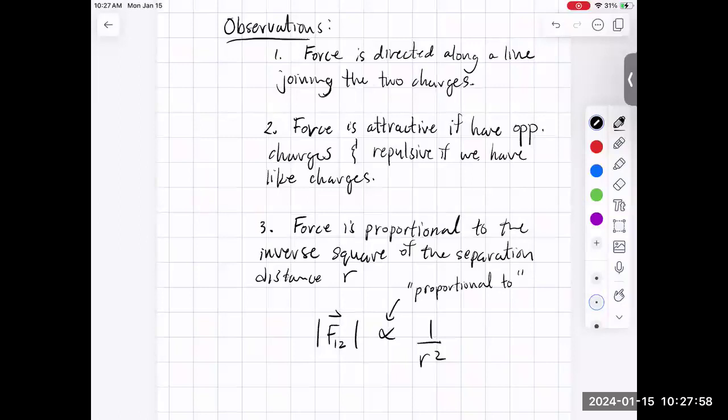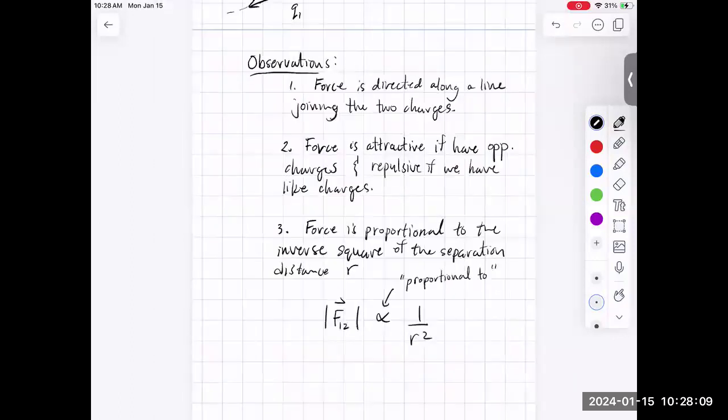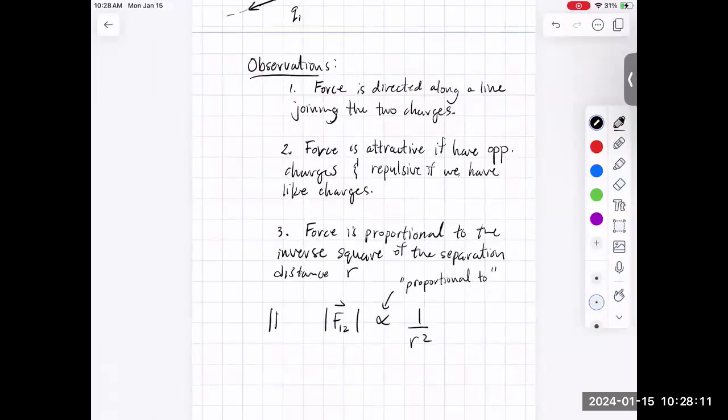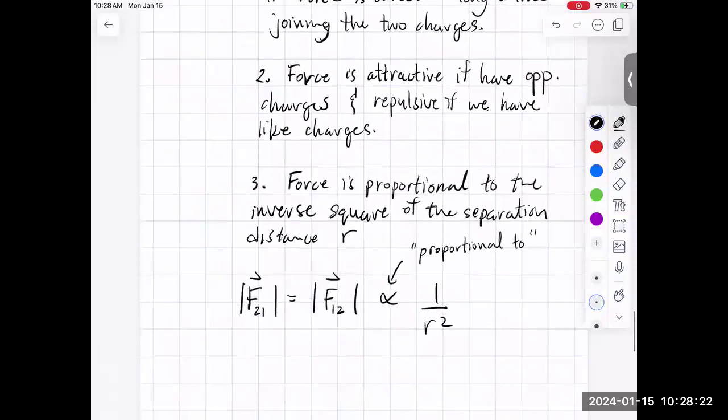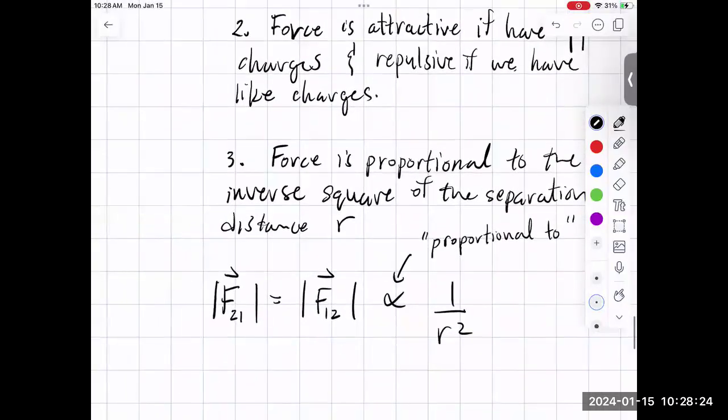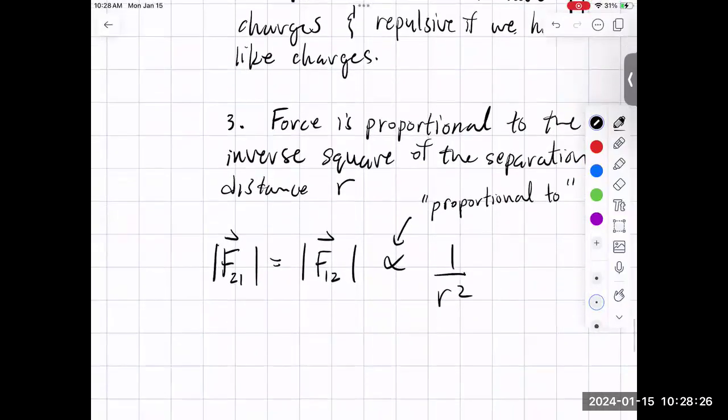And that's not unique to this electrical force. It would be any kind of force, a normal force, a tension, gravitation, whatever it is. So by Newton's third law, if the magnitude of the force on two due to one is proportional to one over r squared, then it must also be that the magnitude of the force on one due to two is proportional to one over r squared.